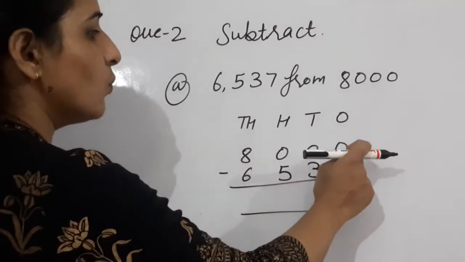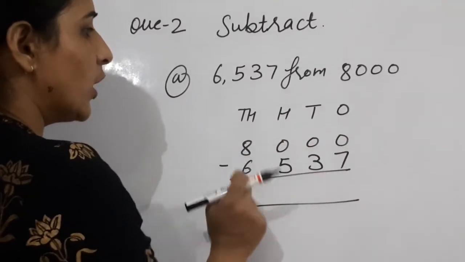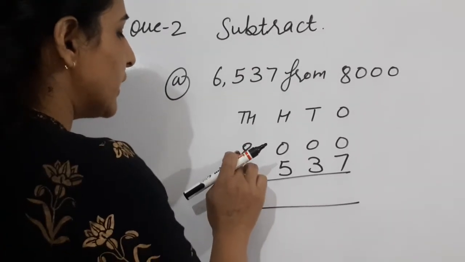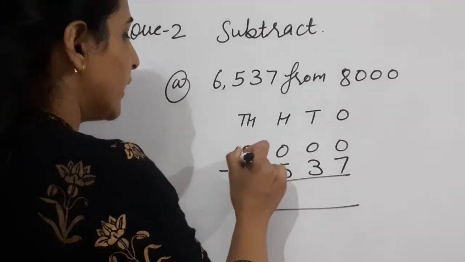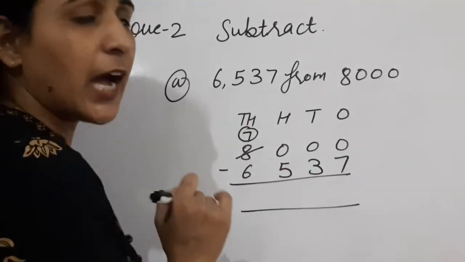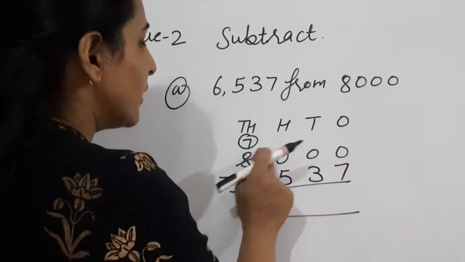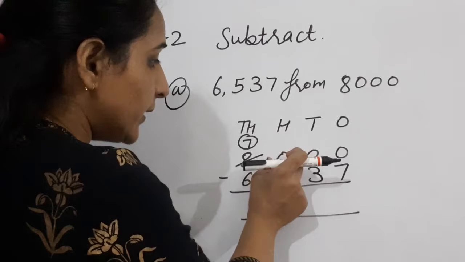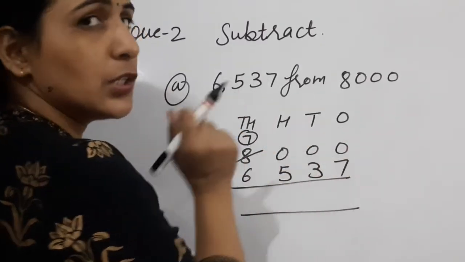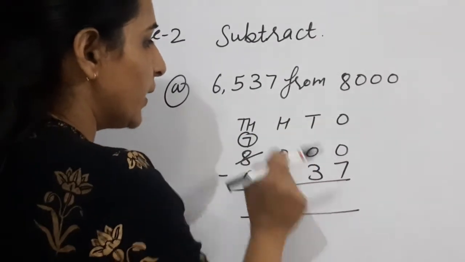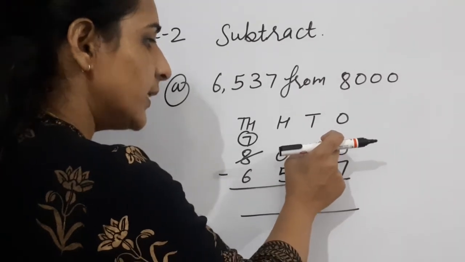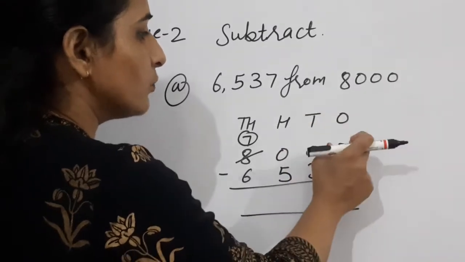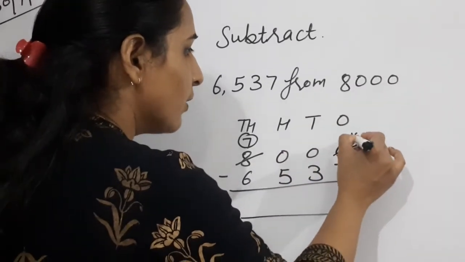Here is 0 ones, 0 tens, 0 hundreds and 8000 here. Clear? So how do we do it? We take the carry from there. Now there is 7000, and we take from there, we make here 1000. Clear? We make 1000 here. Again there is 0 tens. So we take carry from there, we make here 10 tens. Clear? Now there is 0 ones, we take carry from there, now we make it 10 ones.